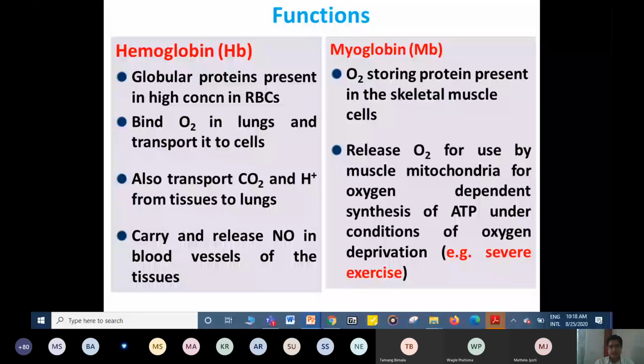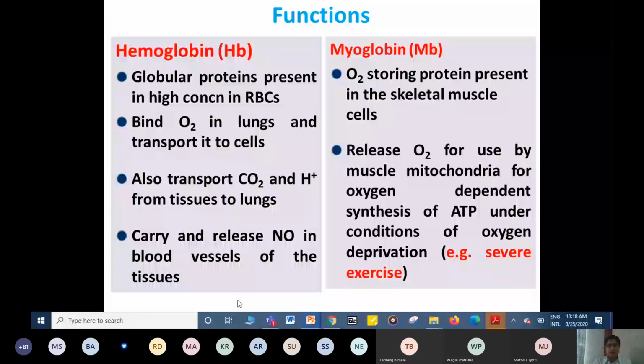Again in the circulation, it comes to the lungs, carries oxygen, goes to the tissues and cells, and releases oxygen. And it also transports carbon dioxide and hydrogen from the tissues to the lungs. We all know that hemoglobin transports oxygen from the lungs to the tissues, but all of us may not have given importance to this point: it also transports carbon dioxide and hydrogen from the tissues to the lungs. How hemoglobin transports carbon dioxide and hydrogen we will study in the later slides. It also carries and releases nitric oxide in the blood vessels of the tissues, especially in terms of the dilation of the vessels. This nitric oxide has a role, and it is carried by hemoglobin.